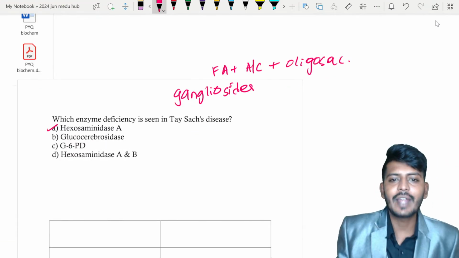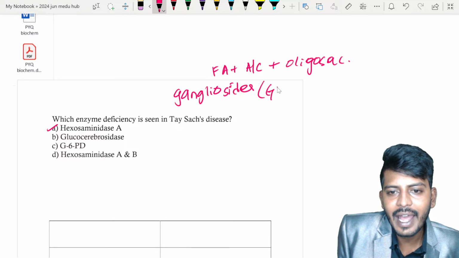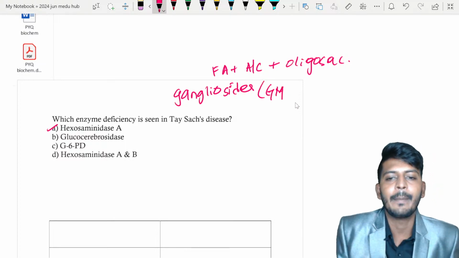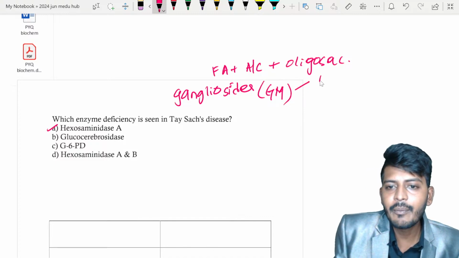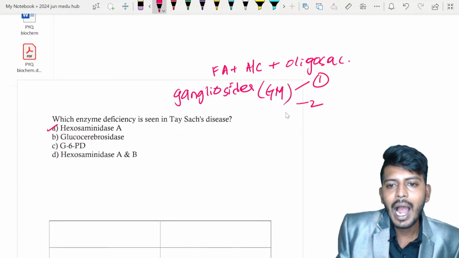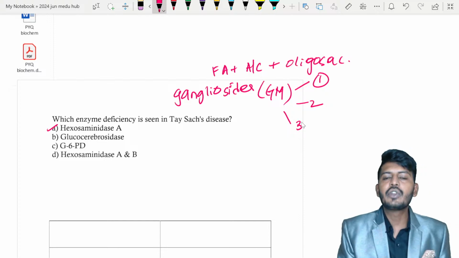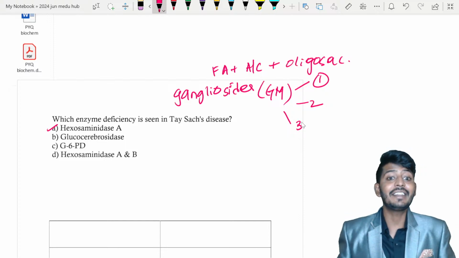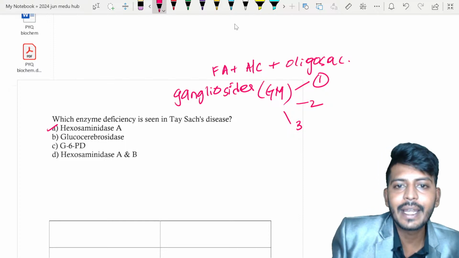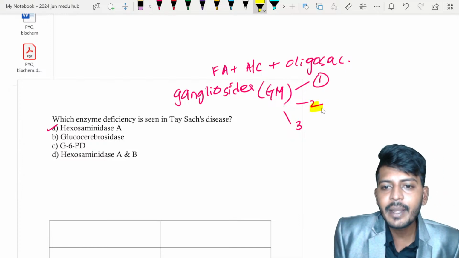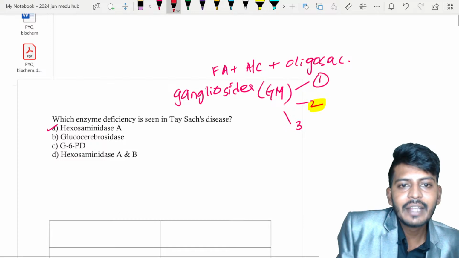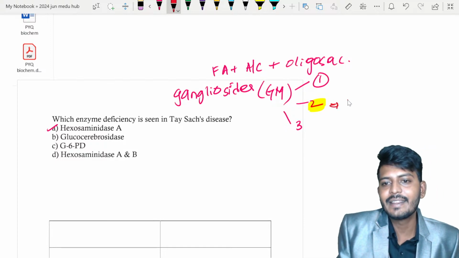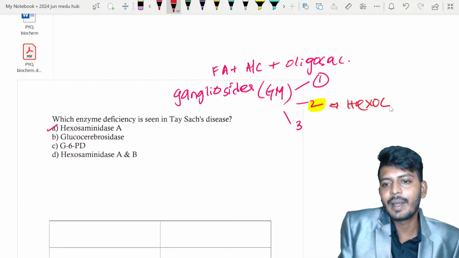So these gangliosides are represented by the letters GM. What is that? GM. GM gangliosides have three types: GM1, GM2 and GM3. So GM2 gangliosides, what is that? GM2 gangliosides are metabolized by an enzyme called hexosaminidase.